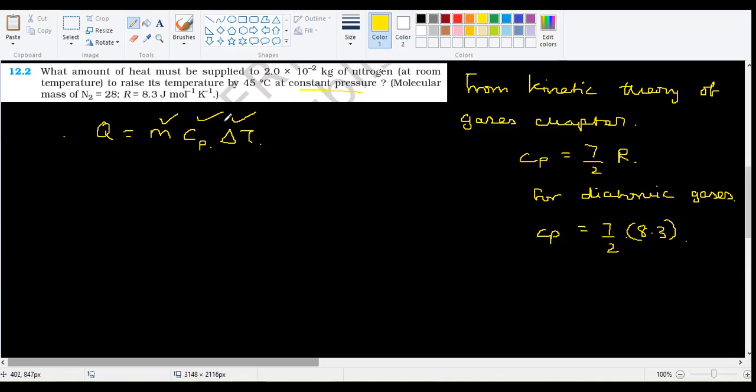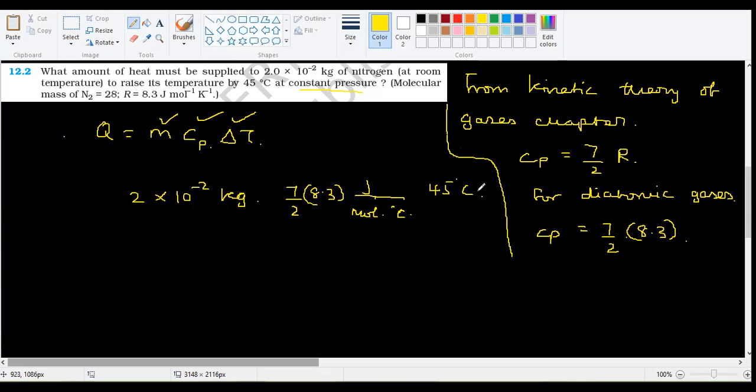But there is a small problem here. Q is equal to MC delta T, so this is kg, right? That's why I told you, you have to write along with the units so that you don't make mistakes. So here this will be kg, but Cp, you see, is joule per mole per Kelvin. So Cp will be 7 by 2, 8.3 joule per mole. It's not per kg, it's mole per Kelvin or Celsius. Here the raise in temperature is 45 degrees. So Celsius cancels. But only if you had kg here, I'd be able to cancel kg and kg so that I'll get the Q.